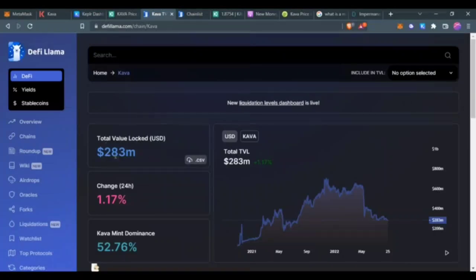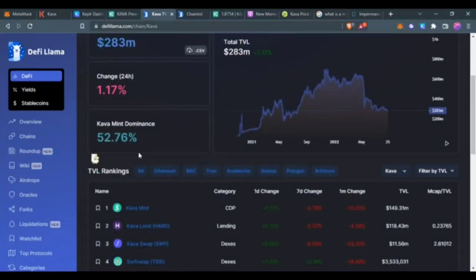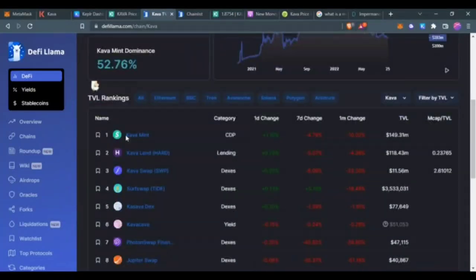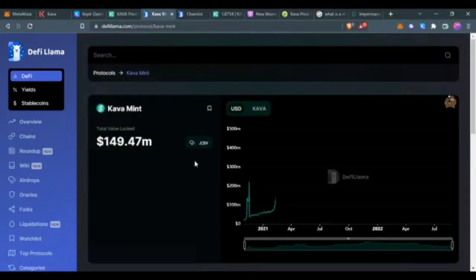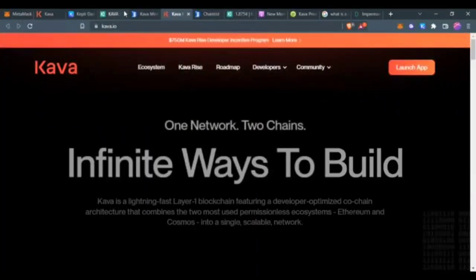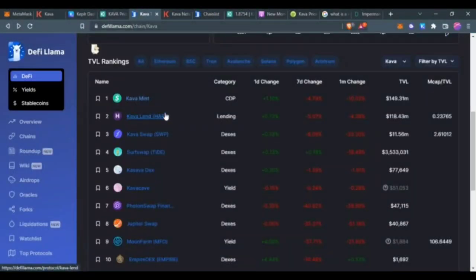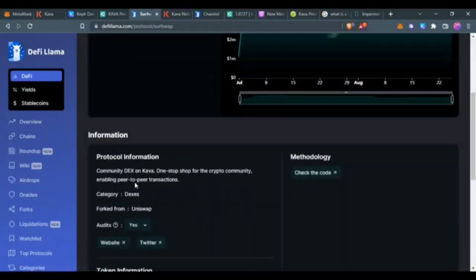So now we have the ability, and it shows you a lot of information. Total value locked 283 million in USD. The 24-hour change is positive 1.17%. The Kava Mint dominance is at 52.76%. This is the Kava Mint. That's the CDP. That's where we just left from. We also have Kava Lend. We did that. Kava Swap.